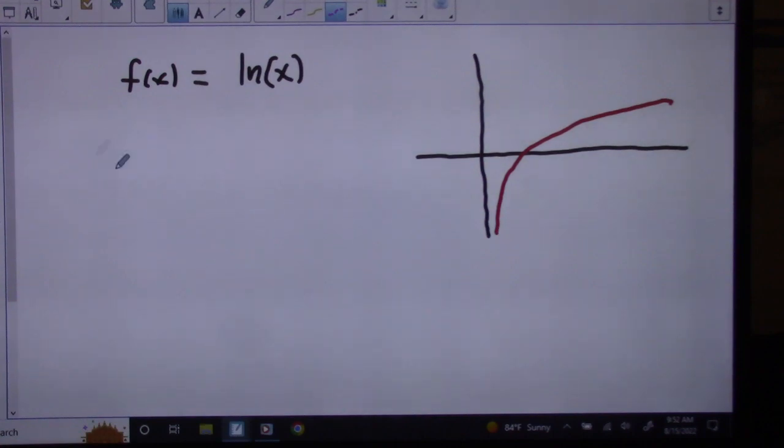And so I want to talk about the rules of exponents. Do you remember the rules of exponents? Okay, if you have x to the power of a times x to the power of b, what is that going to be? You just add the a and b and keep your x.